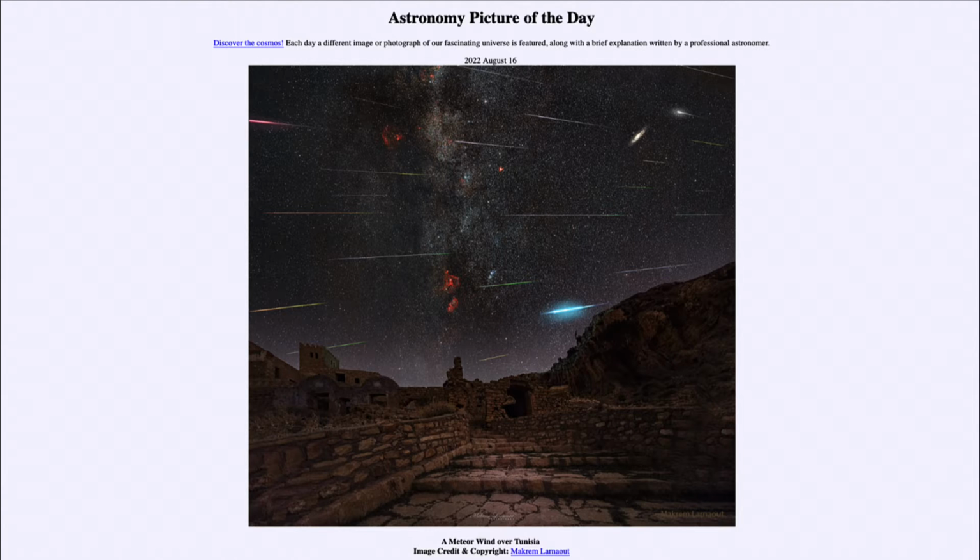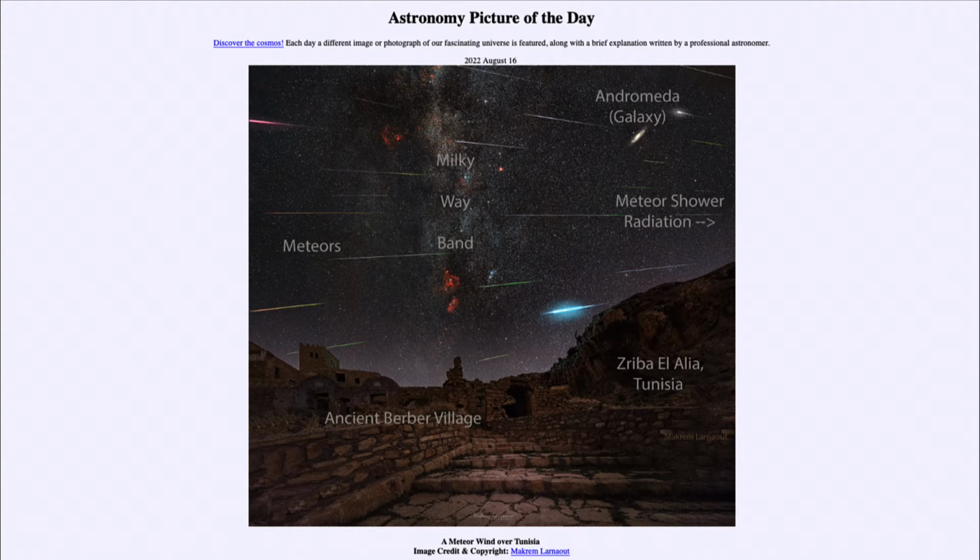Well, this image was taken in the ancient Berber village in Tunisia. We see parts of that in the foreground, and then looking up above, we see a number of different things within our sky. That includes the band of the Milky Way stretching almost straight up from the middle of the image. That is our spiral galaxy as we see it from within. And we can see some of the dark dust clouds and some of the red emission nebulae that make up our galaxy, that make up the plane of our galaxy.